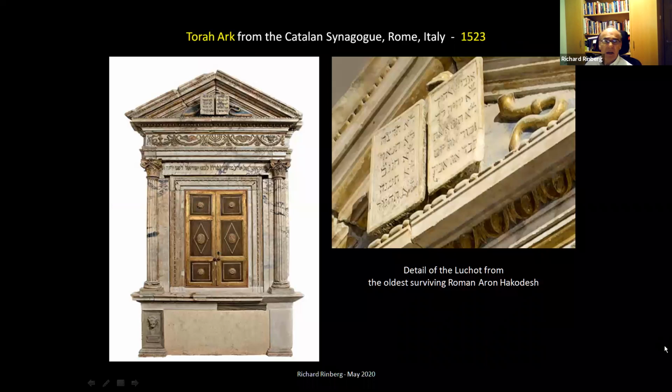So this is actually in the Jewish Museum in Rome from 1523, from the Catalan synagogue. It's the oldest surviving Roman Aron HaKodesh. It was in the ghetto before the ghetto was sealed, the ghetto area. The ghetto was set up in 1516. And you can see the luchot at the top. They haven't got the rounded shape, but the square shape. And you can see the sort of wording that's put on it.